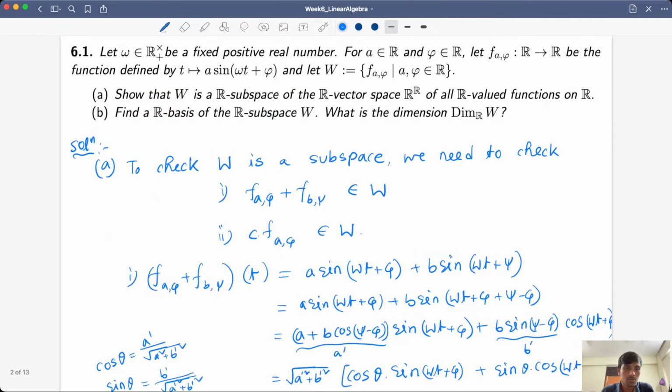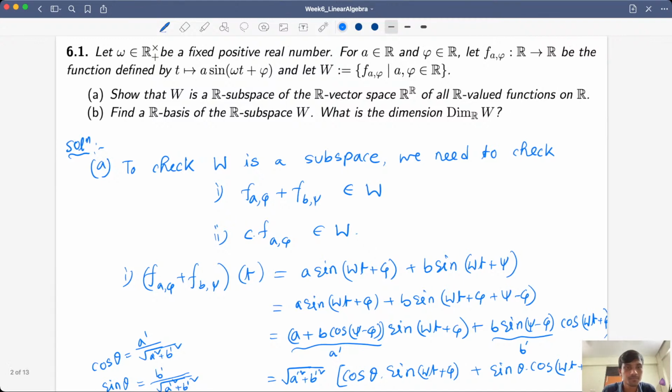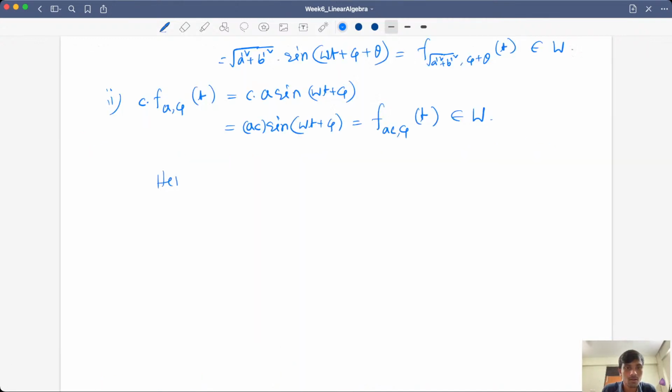So this shows, from 1 and 2, that W is a subspace of R power R.